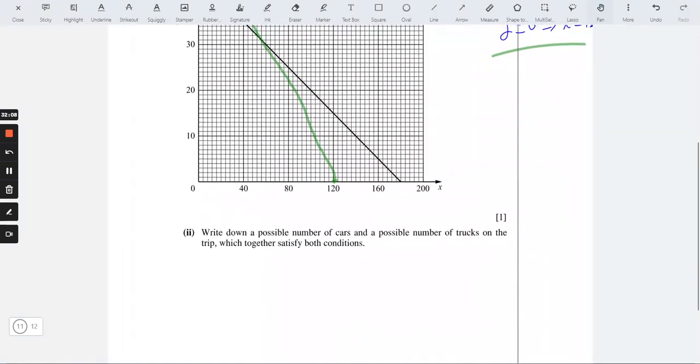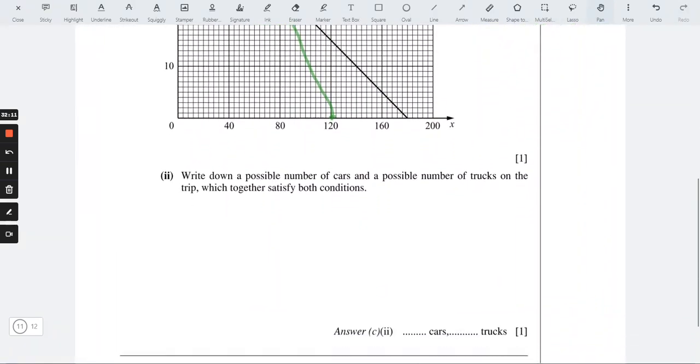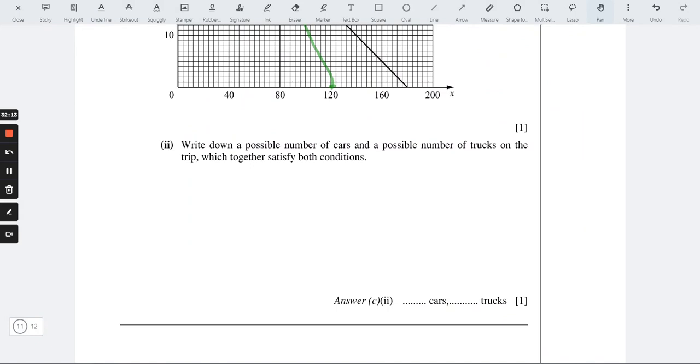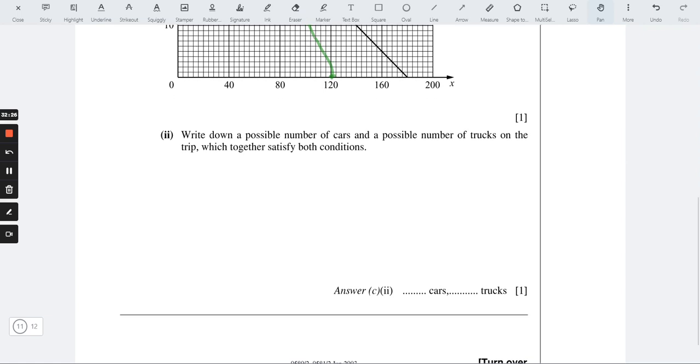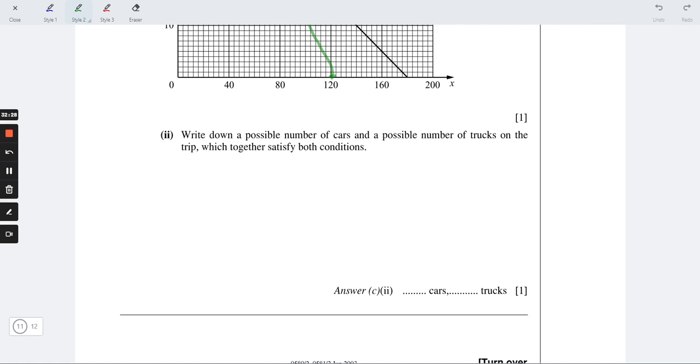write down a possible number of cars and a possible number of trucks on the trip, which together satisfy both conditions. Satisfying both conditions, we can take x equals 120, number of cars 120, because x represents the number of cars, so 120, and the number of trucks will be 0.